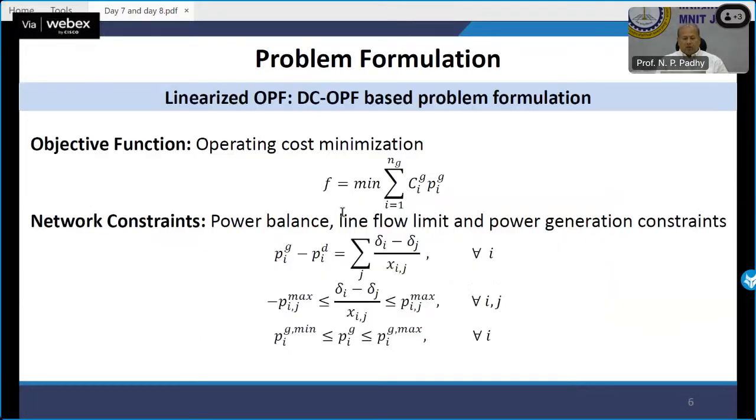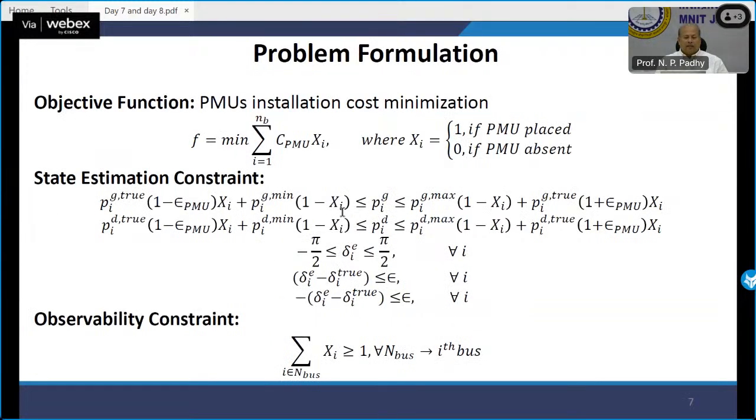So this is my operating cost minimization of linearized optimal power flow with different network constraints. You are going to minimize the cost of different generating units with network constraints for power balance, line flow limit, and power generation constraints. Once this is done, we move to the objective function of PMU installation.